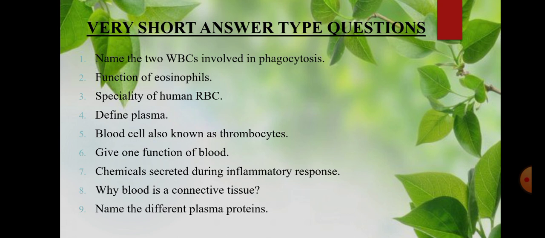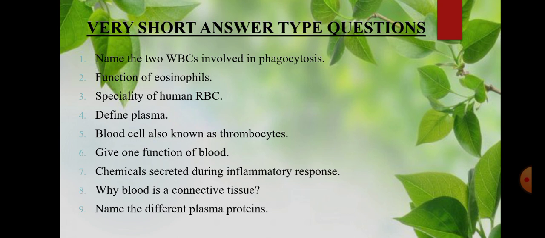Okay. Now which is the blood cell known as thrombocytes? It is the platelets. Give one function of blood: preventing infection or maintaining body temperature, maintaining pH, any one function you can write. Chemicals secreted during inflammatory response. Which are the chemicals secreted during inflammatory response? Serotonin, heparin, histamine.